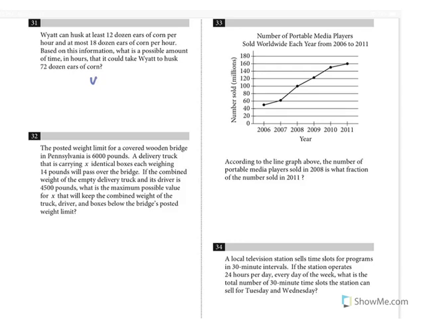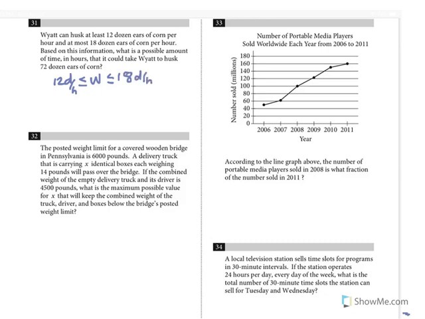All right, so we have Wyatt, and he can do at least 12 dozen ears of corn per hour. So that is greater than or equal to 12 dozen per hour. And at most 18 dozen ears of corn per hour, so that is less than or equal to. At most is less than or equal to, at least is greater than or equal to, and that is 18 dozen per hour.